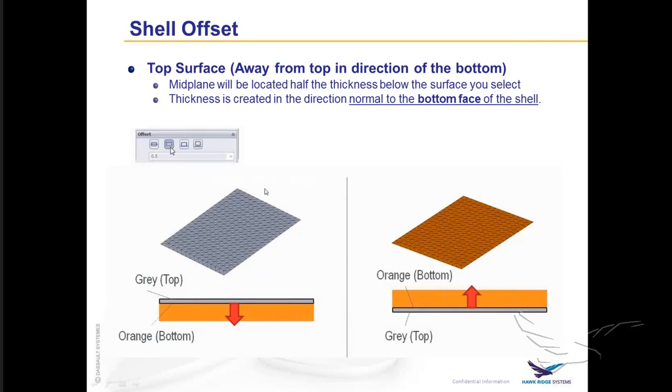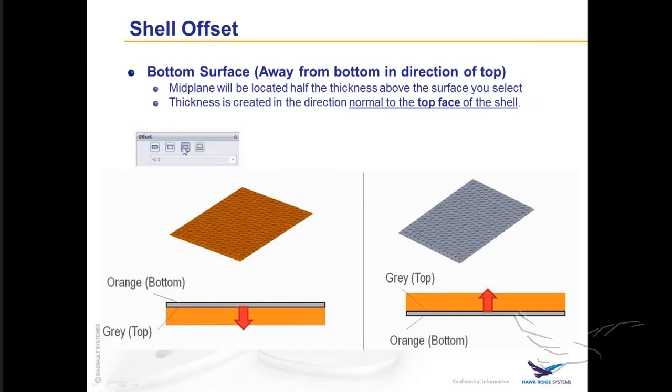So real quick, when I specify the top surface, that means that the thickness is created in the direction normal to the bottom face. So for example, here, since my bottom face is below, it's going normal to that bottom face. It goes down in the negative y direction. If my bottom face is above, it goes again normal to the bottom face, and it goes up in the positive y direction. Opposite of that, if I select the bottom surface option, it assumes that the thickness is going toward the top face of the model. So it's really important for us to make sure we have these directions correct.